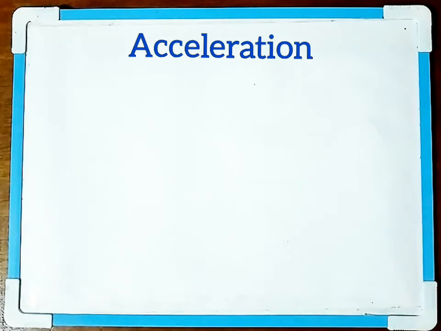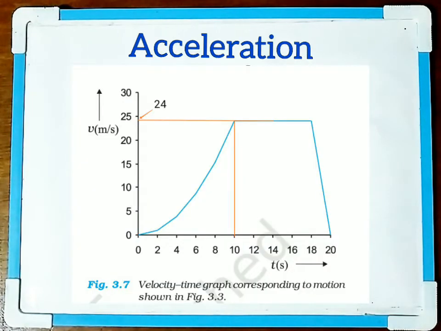So for example, we take this motion of this car. The average acceleration from 0 to 10 seconds can be calculated by taking 0 to be the initial time. At t equal to 0, the velocity is 0. Then at t equal to 10 seconds, the velocity is 24 meters per second. So we have the initial velocity and the final velocity, the initial time being 0 seconds and the final time being 10 seconds.